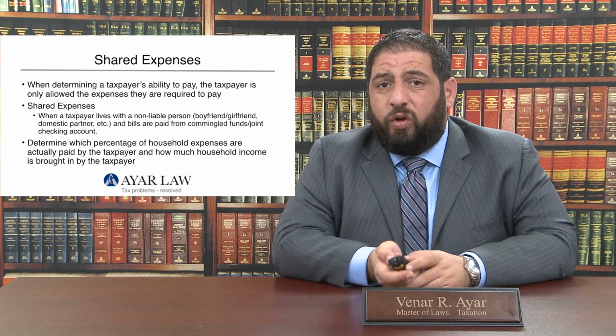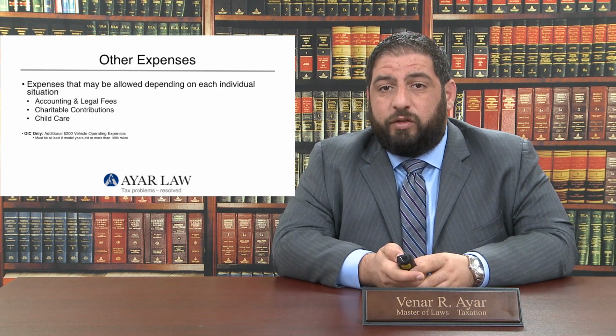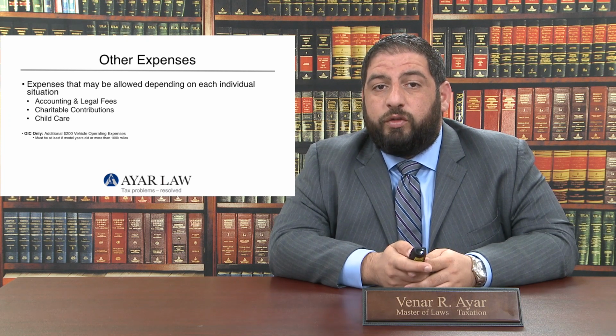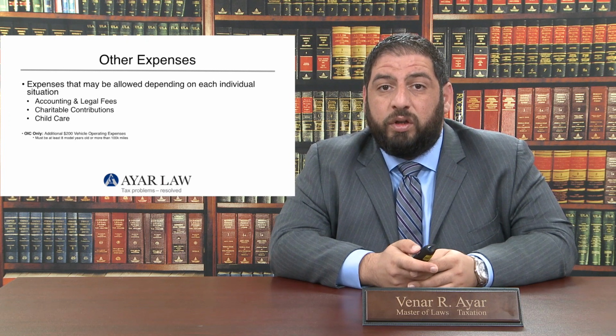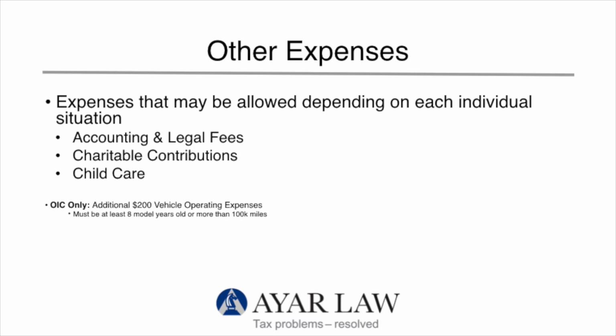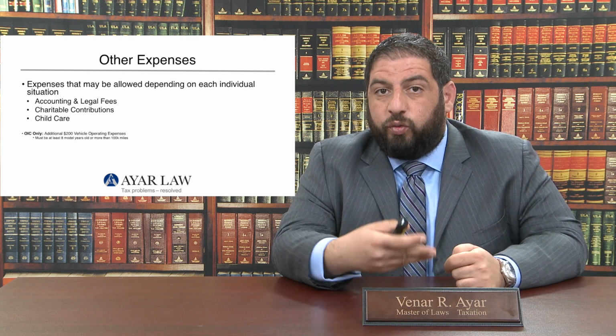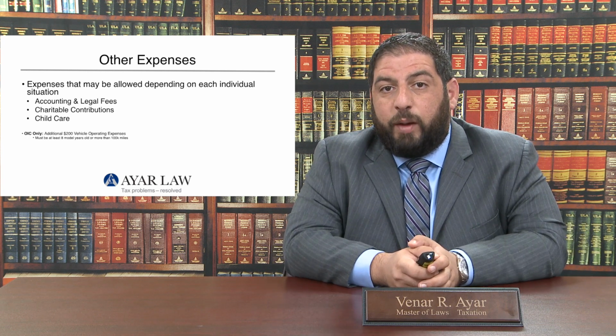Now, again, notice on the form there was a section for other expenses. Now, these are some of the ones that might be allowed. Now, there's also another special rule specific to offer in compromise when it comes to other expenses. There is an additional $200 vehicle operating expenses. That's $200 per month over and above what your local standard is for vehicle operating expenses if the vehicle is at least 8 model years old or has more than 100,000 miles. You get an extra $200 a month over and above the standard operating expenses.